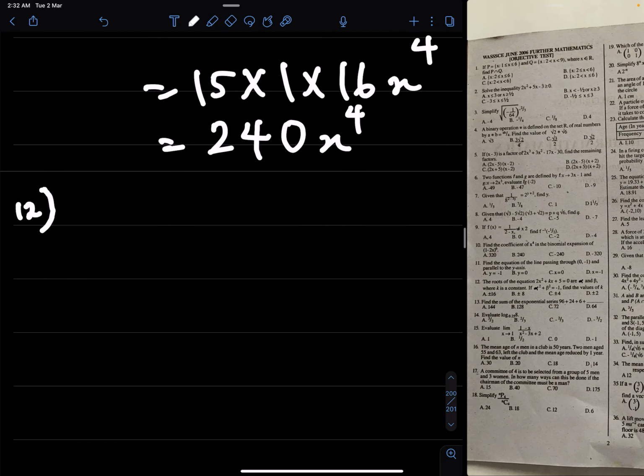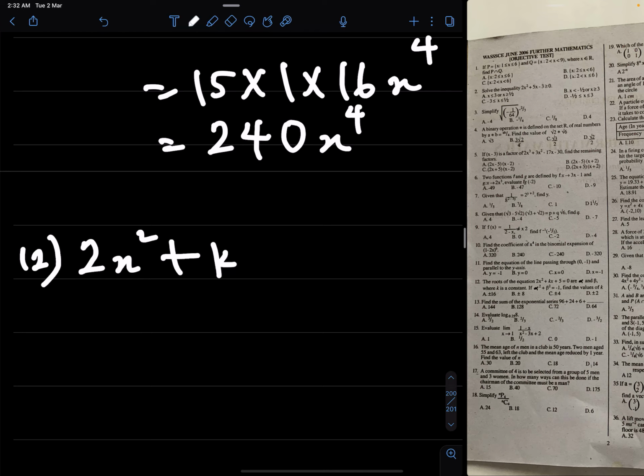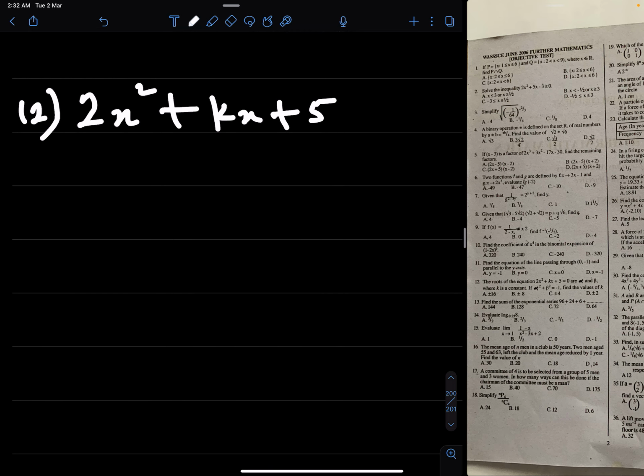Find the roots of the quadratic equation 2x squared plus kx plus 5 equals 0 are alpha and beta, where k is a constant.